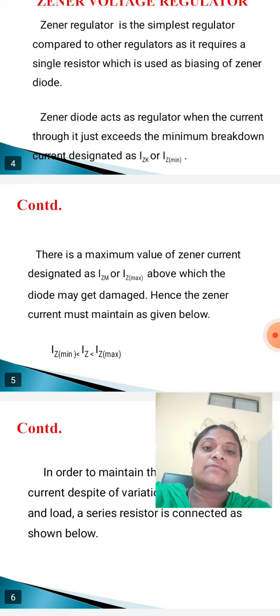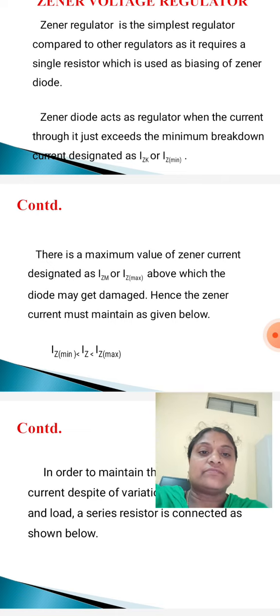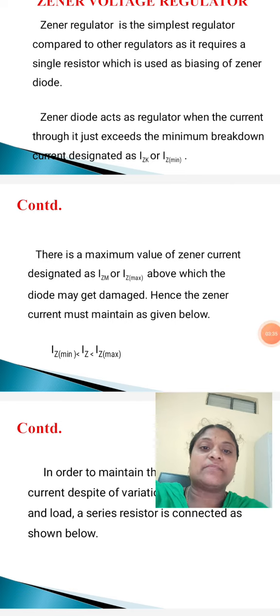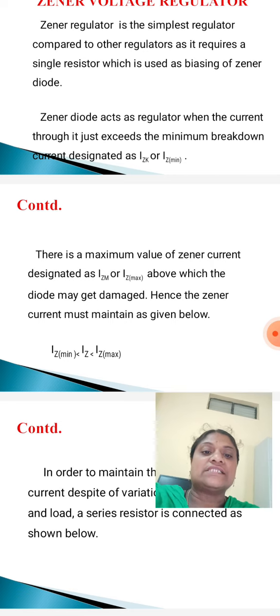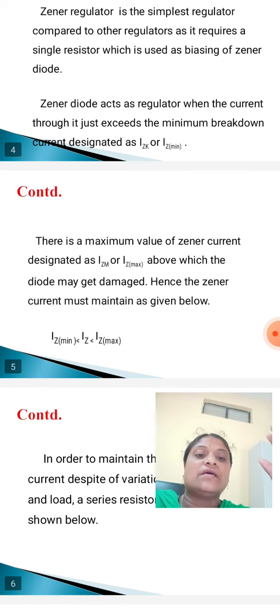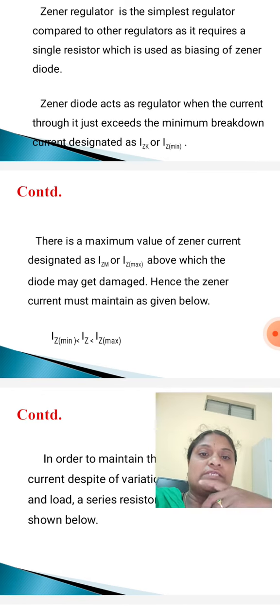So, what about the maximum current or maximum breakdown current? It is IZM or IZ maximum. There is a maximum value of Zener current designated as IZM or IZ maximum, above which the diode may get damaged. Hence, the Zener current must be maintained as given below: IZ minimum is less than IZ, which is less than IZ maximum. The Zener current must be maintained between the minimum and maximum current.